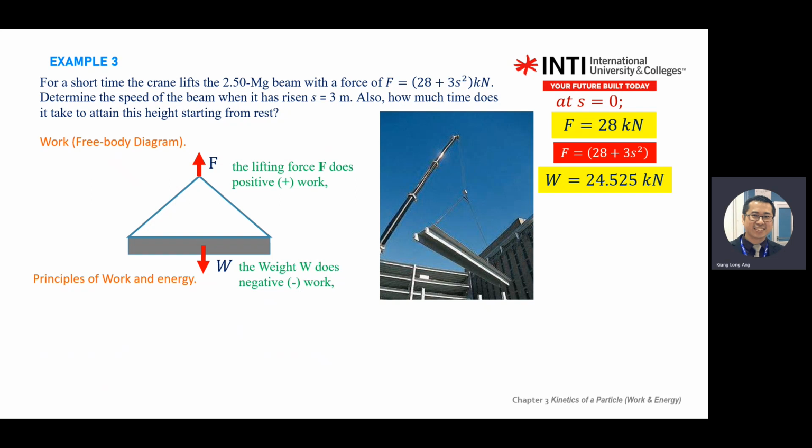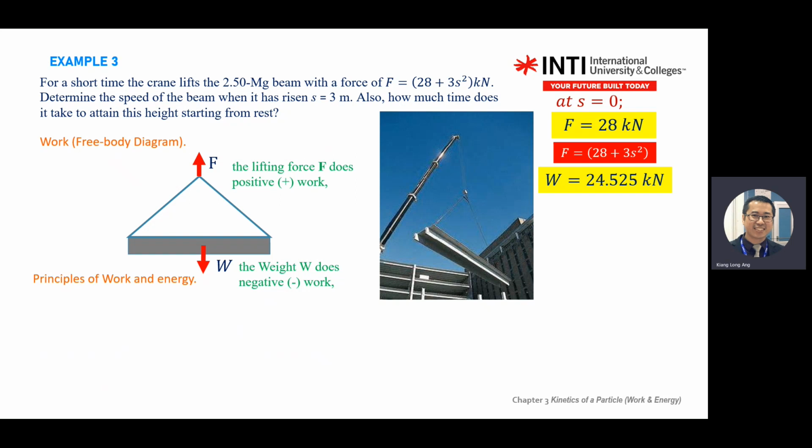So you use the principle of work to solve. Although this tutorial question does not mention to use the principle of energy and work, you can use the principle of work and energy again. So how do we do it? In this case, you look at the diagram, there are only two forces. Each force will create work. So you calculate the work done by the force and the work done by the weight.